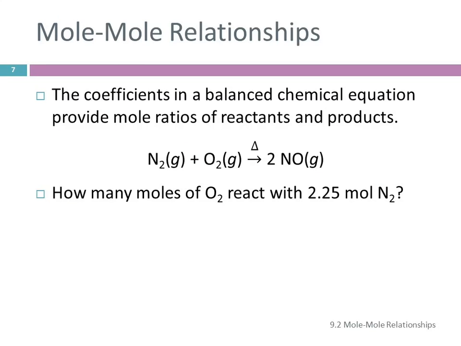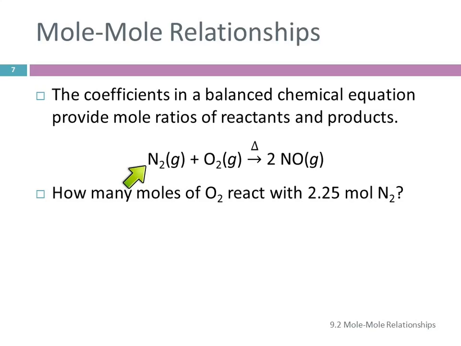Mole-mole relationships. So we saw how we can interpret these balanced chemical equations in terms of moles. And so we can look at this equation and get mole ratios. So how many moles of oxygen are going to react with 2.25 moles of nitrogen?